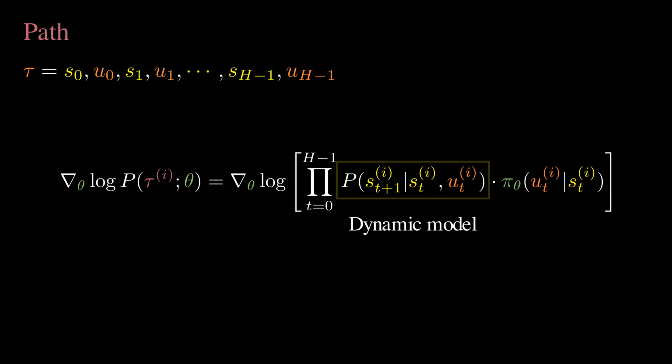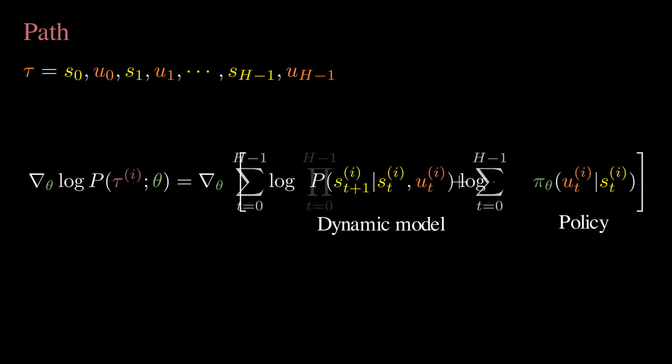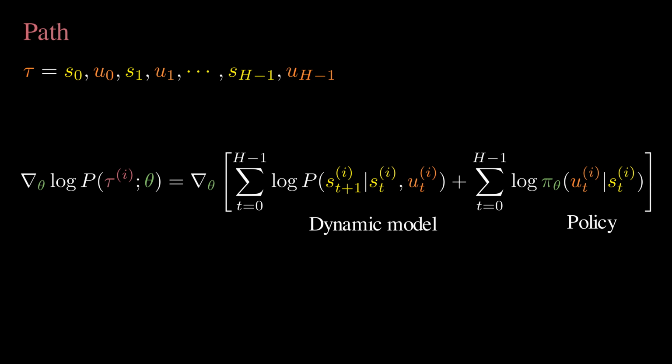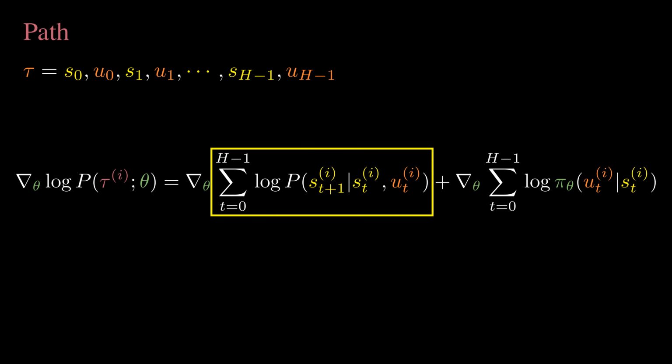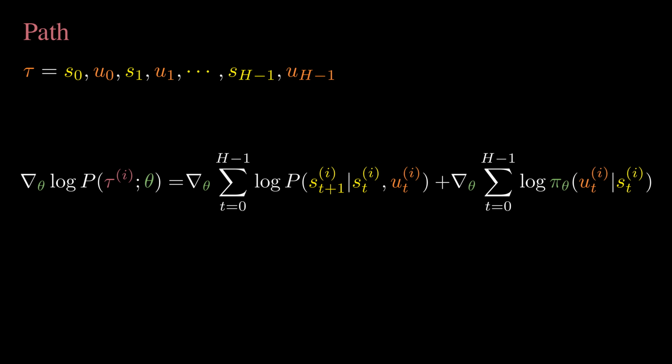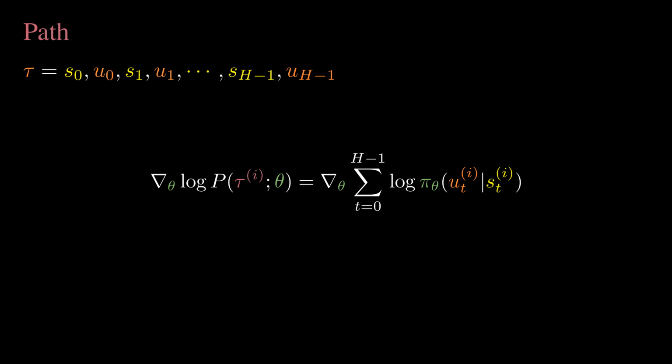The dynamic model, this represents the probability of transitioning to the next states, given the current states and the chosen actions. The policy's probability, this is the probability of taking a specific action given the current state. When we apply the logarithm to this product, the multiplication turns into a sum. And here's the key insight. Since the state transition dynamics do not depend on our policy's parameter theta, this term associated with the dynamic model disappears when we take the gradient with respect to theta.